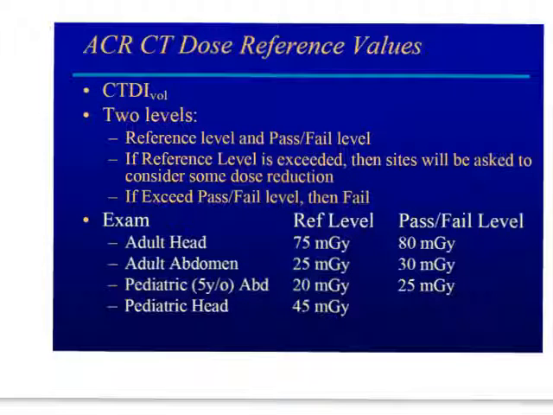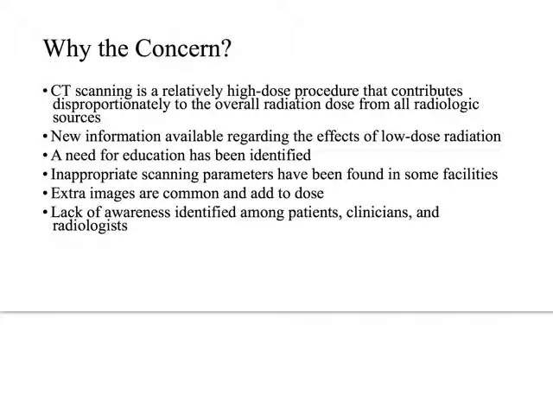So for an adult head, we're talking about 75 milligray. It's one of the hotter exams that we do, an adult head. An adult abdomen is like 25 milligray. Conversely, if you look at the pediatric abdomen, it should be less, right? Because we're going to try to modulate the dose accordingly, but just because of their reduced size, they're still going to have a substantial dose, so closer to 20 milligray. In the pediatric head, 45 milligray. And that's non-negotiable. That's why there's not a pass-fail there. We should not be scanning kids at adult levels. So why is this a concern?